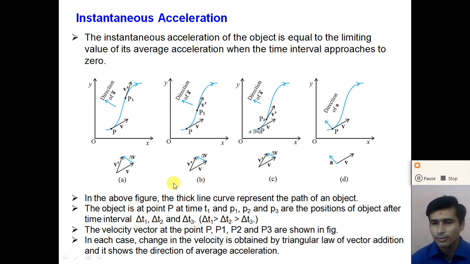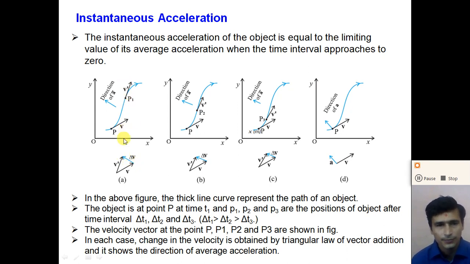The direction of the average acceleration is in the direction of the change in the velocity. So from this first figure, here the velocity v is in this direction and the velocity at the point P1, v dash, is in this direction, right? So the change in the velocity is in this direction. So with the help of the triangle law of addition, we can find the direction of the change in the velocity, and the direction of the average acceleration is in the direction of the change in the velocity.